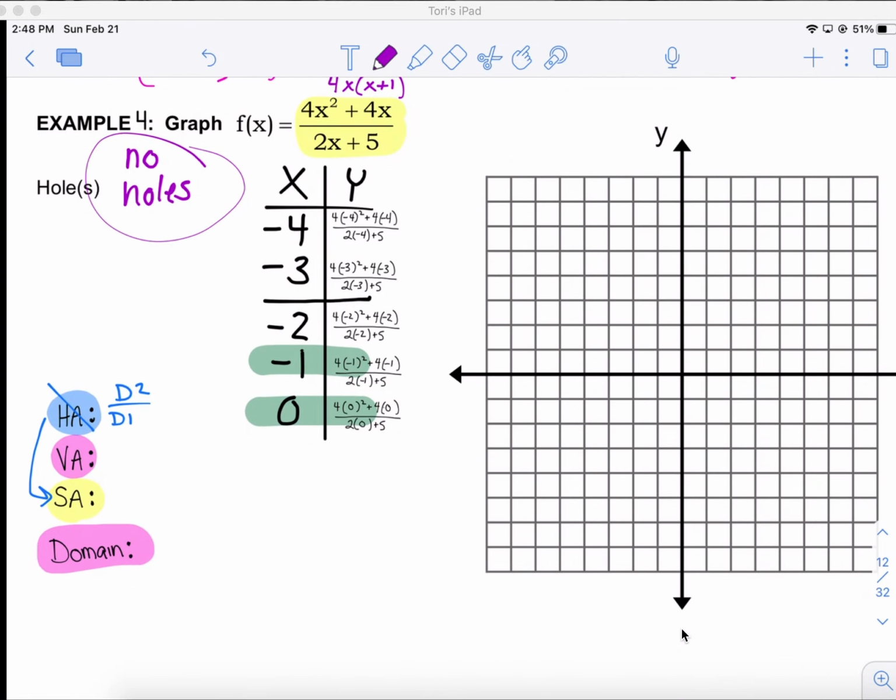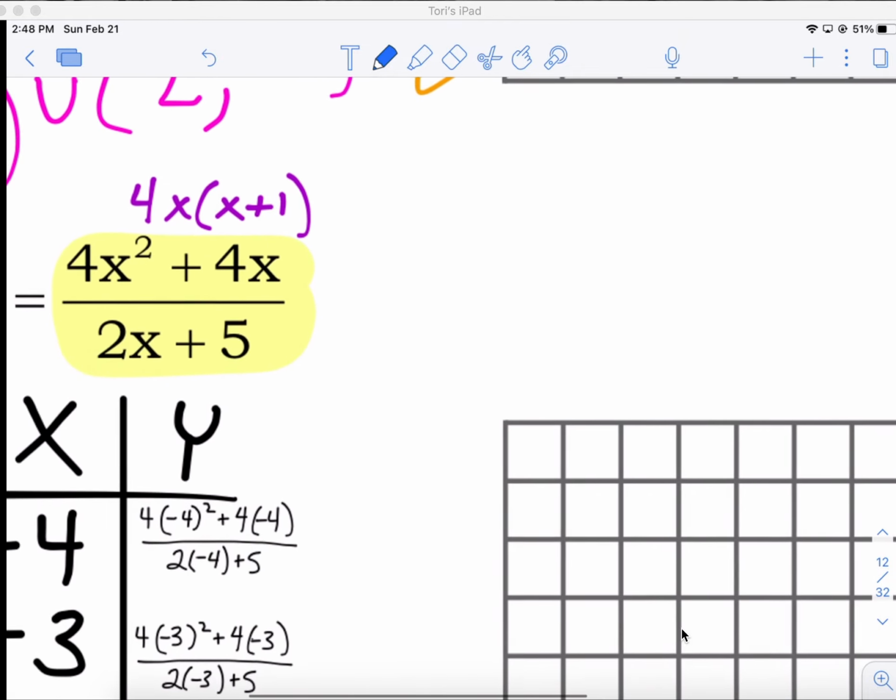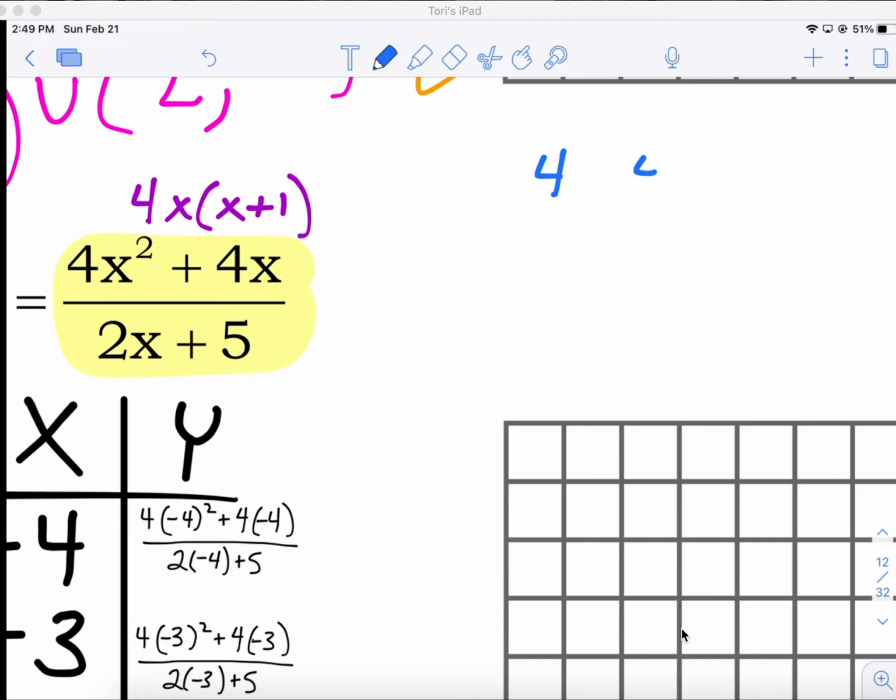Horizontal asymptote is a degree 2 over a degree 1, which means that I'm going to need synthetic division to figure out a slant. I do not have a horizontal asymptote. So if I move up here, I write it out. I got 4x squared plus 4x plus 0, right? I need all 3 pieces, even though there's no constant. Going to divide it out. We do not know how to do a full synthetic division with this 2 out front, okay?